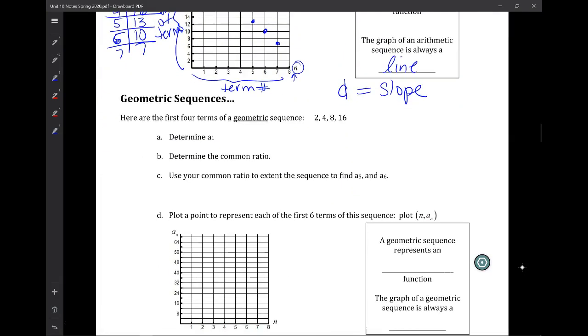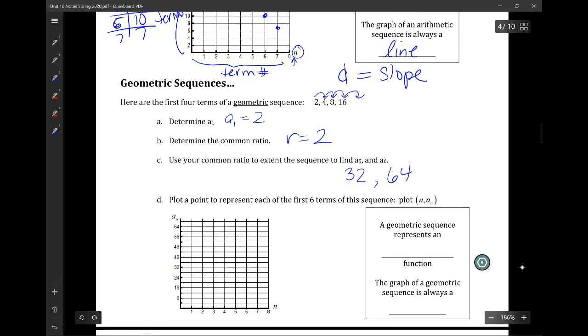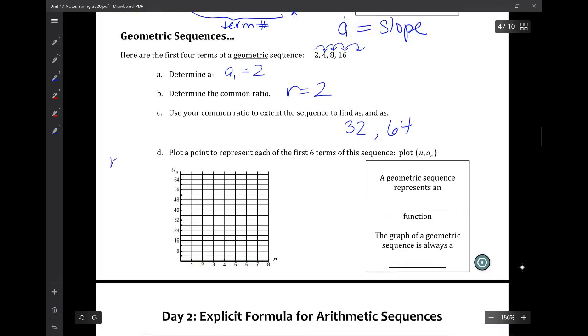Let's do the same thing for a geometric sequence. So A1 is 2. To get from 2 to 4, 4 to 8, 8 to 16, I had to multiply by 2. And then it says extend my pattern out. So if I multiply 16 times 2, I get 32. If I multiply 32 by 2, I get 64. So now I'm going to plot these points.